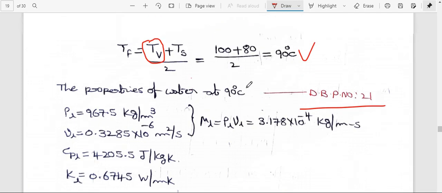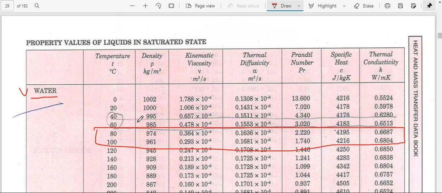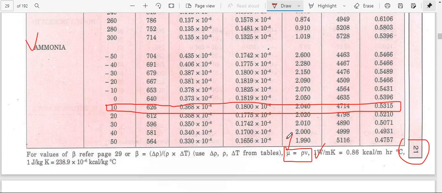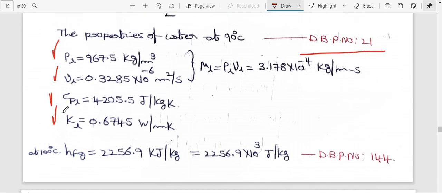So after interpolating for 90 degrees, rho L value, rho V value, Cp value and KL value are taken from this data book page number 21. Density rho L, kinematic viscosity. After multiplying these two values, we get the mu value. So density, V value, and Prandtl number, and specific heat and thermal conductivity. We have to take these property values from data book page number 21.